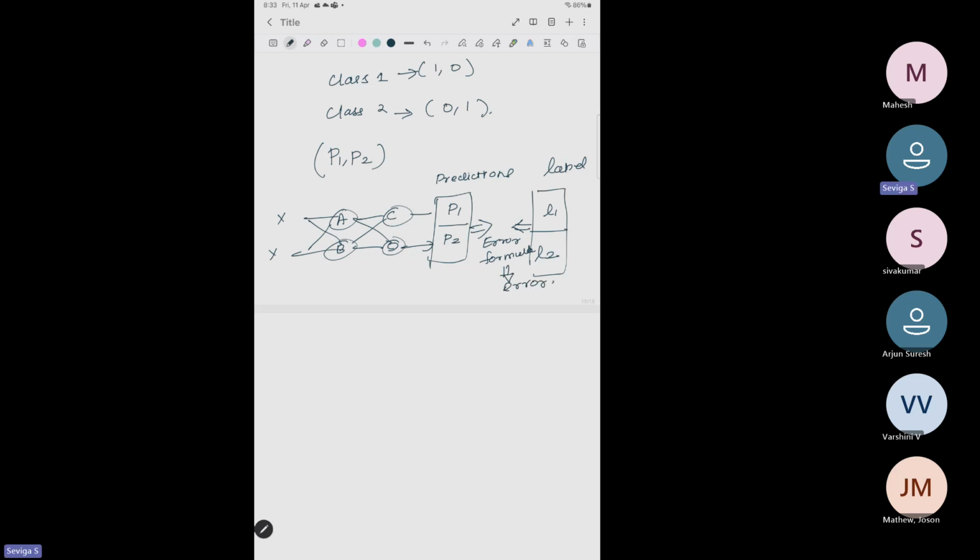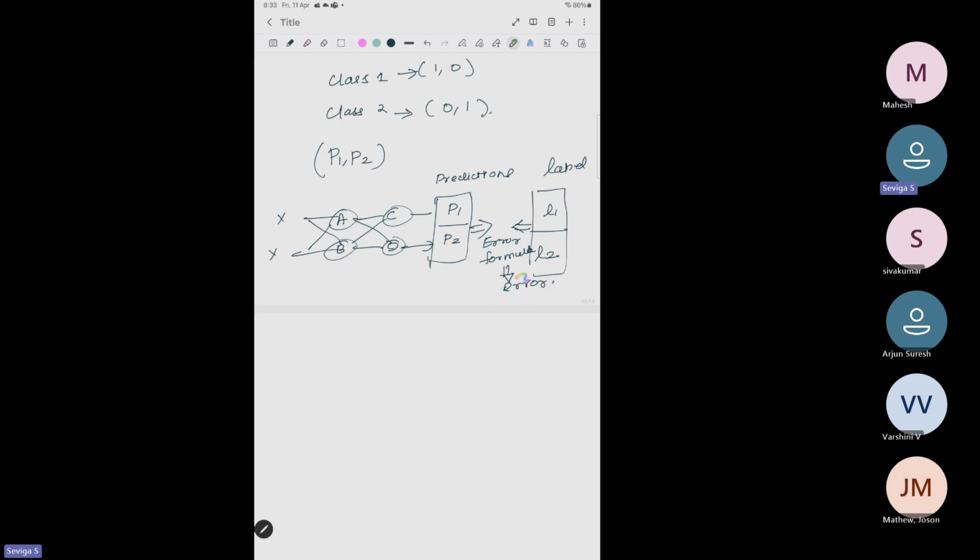To find the error for a specific sample, we supply the sample features to the network for a single sample. It will produce some predictions, and we already have the label for this sample. So we will compare these using an error formula, and we will get an error.